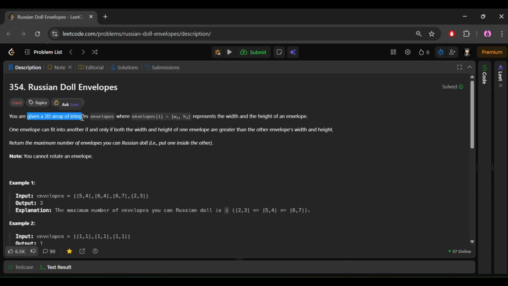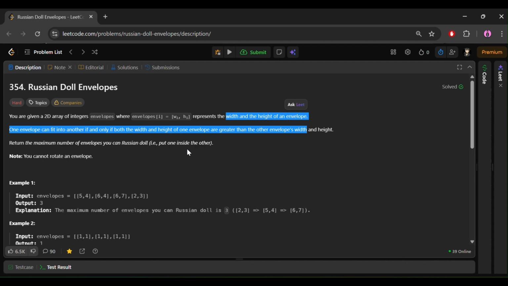You are given a 2D array of integer envelopes where envelope i is [Wi, Hi], representing the breadth and height of the envelope. One envelope can fit into another if and only if both the breadth and height of one envelope are greater than the other envelope's breadth and height. Return the maximum number of envelopes you can Russian doll, that is, put one inside the other. Note: you cannot rotate an envelope.